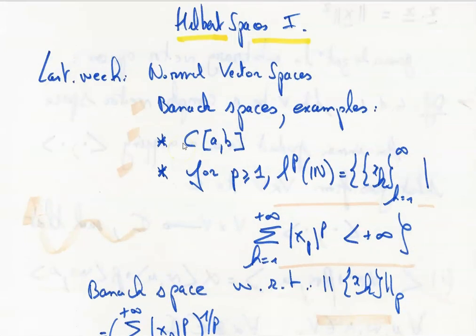So we've seen in the previous lessons what normed vector spaces are. We spoke about Banach spaces and gave some examples of that. We spoke about continuous functions on an interval [a, b], and we defined, for p greater than or equal to 1, the l^p space of sequences (x_k), k from 1 to infinity, such that the sum for k from 1 to infinity of the absolute value of x_k to the power p is less than infinity. So this number is a convergent series.